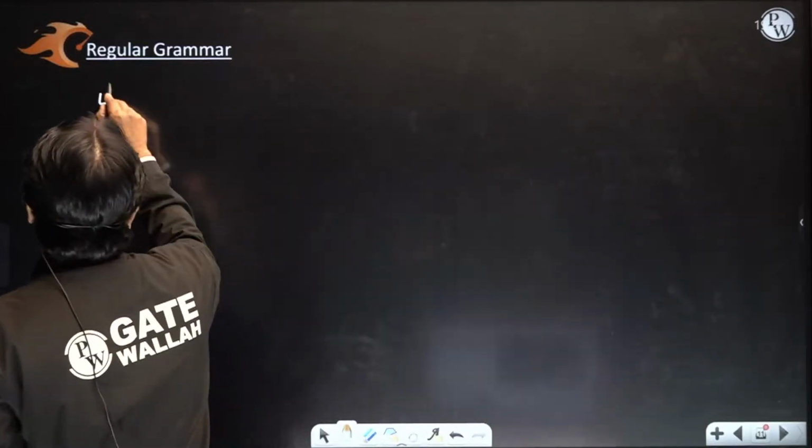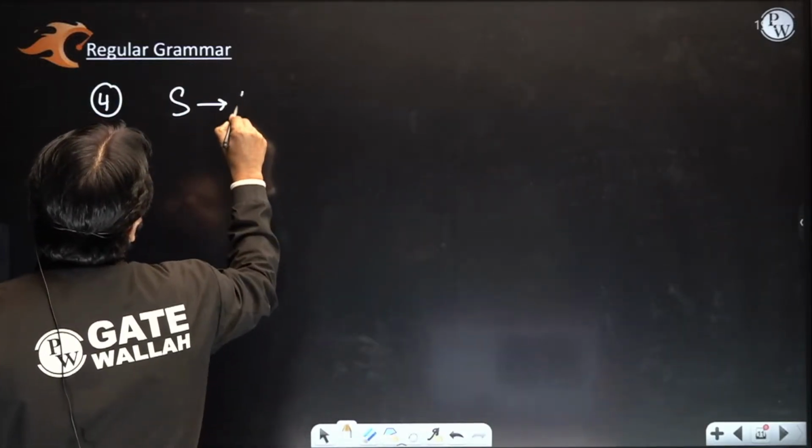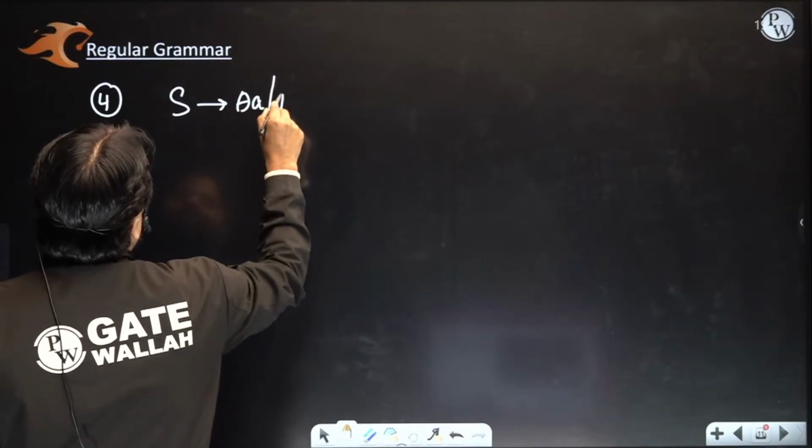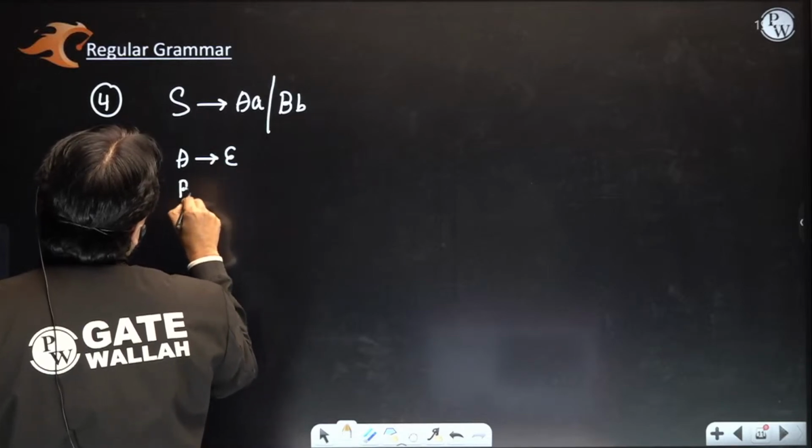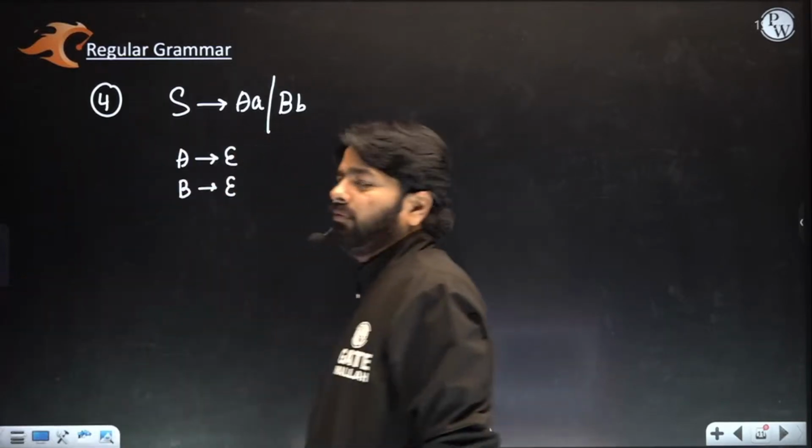Fourth, S derives AA or BB, and A derives epsilon, B derives epsilon.